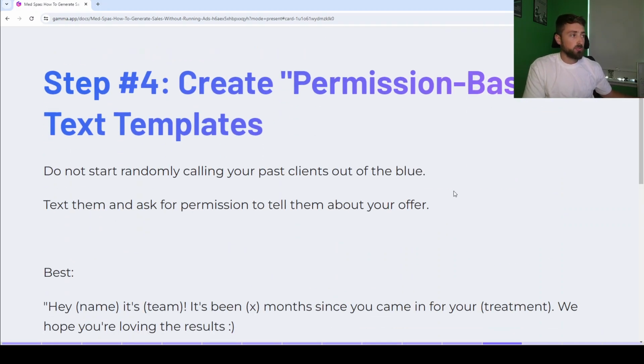Step 4 is to create permission-based text templates. So let me explain what I mean here. Do not just start randomly calling your past clients out of the blue and say, hey, we have this incredible offer. Would you like to buy it? Most people don't like to pick up the phone if they don't recognize the number in the first place. You can get away with calling and then leaving a voicemail. However, most people don't like getting called out of the blue. And so I would just avoid doing that in this circumstance, just so that you can keep the relationship strong with your past clients or customers.